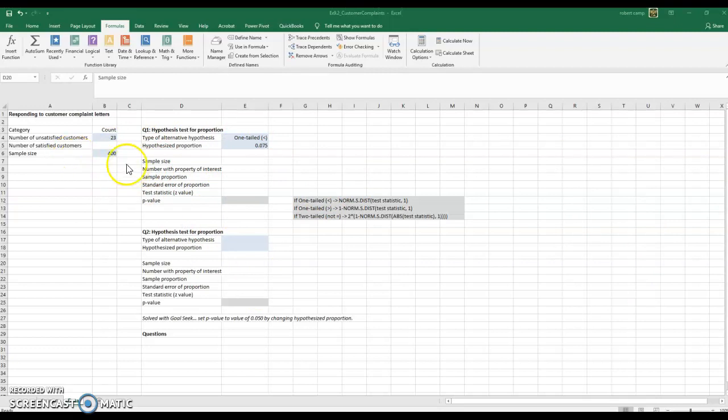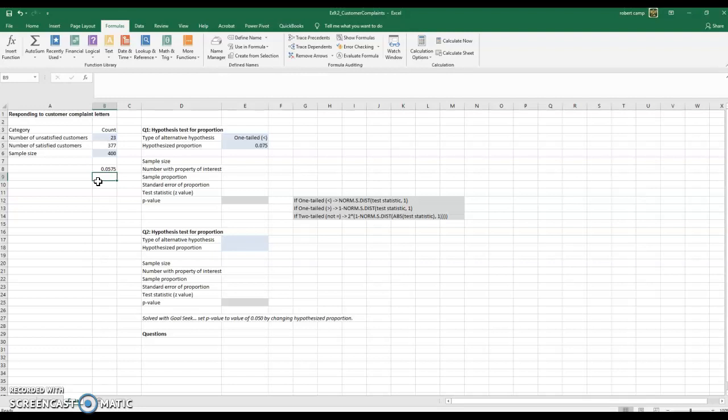Okay, so the data that we have is a sample size of 400 and 23 unsatisfied customers. So let's calculate how many satisfied customers we have. We've got 400 and we're going to subtract 23 from it. That tells us we have 377 satisfied customers. That is pretty good. In fact, if we just quickly take a look at things, 23 divided by 400, oh, look at that. We have less than 6%.